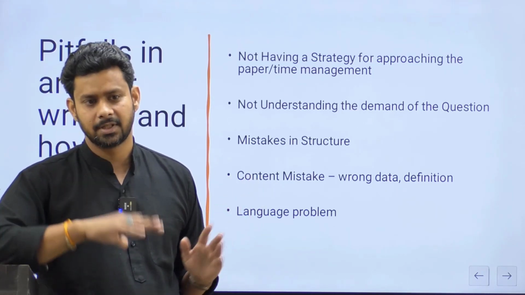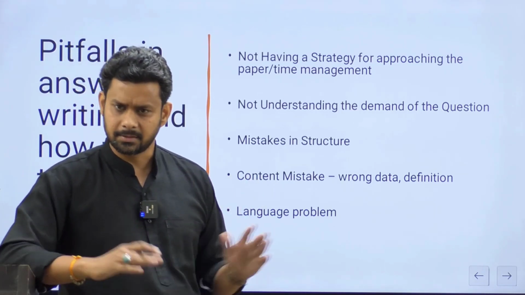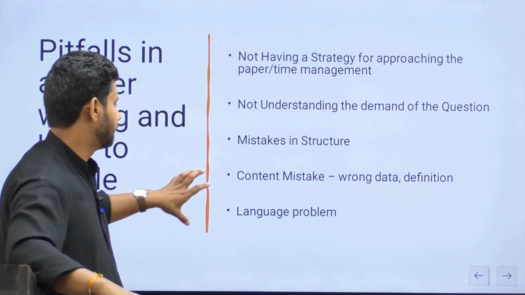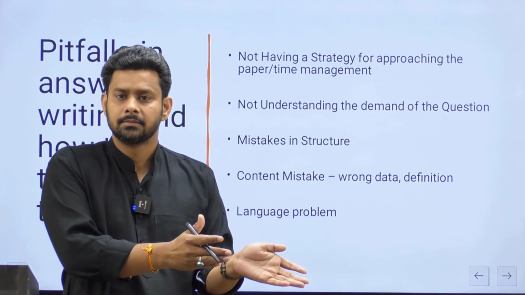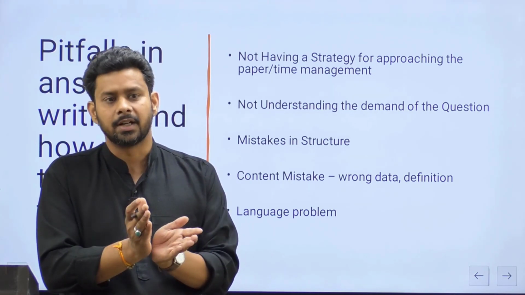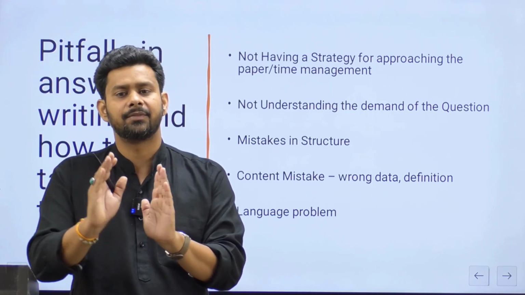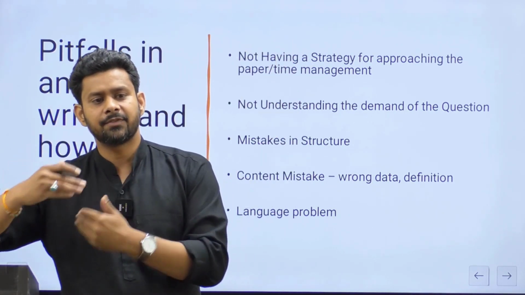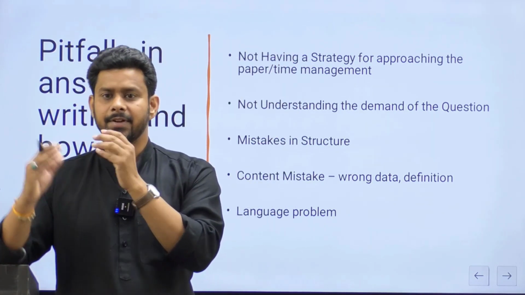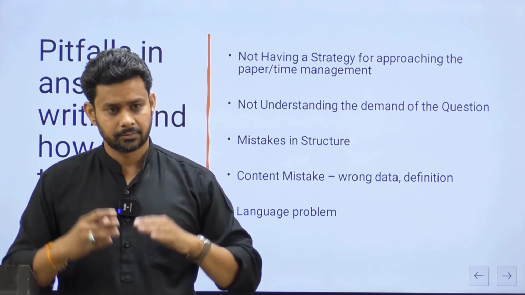Simple, it is structure. Alright, nothing much to worry about. Very simple thing. Content mistake: we are using data but that is wrong data. So data accuracy is very important. Or we are using the data but we are not quoting the source. We are saying that 80% of the people are doing this, 75% are like this, are affected by floods. Which source?